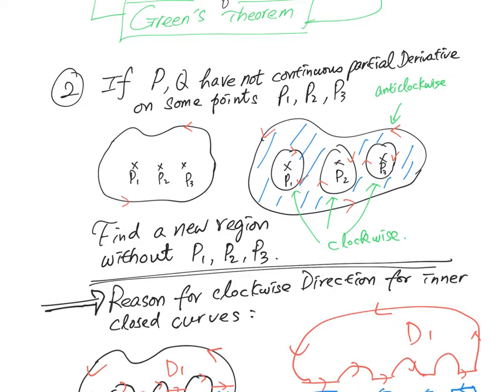But you can see that the region D is always on the left-hand side of the outer path and also on the left-hand side of the inner path. Can you see it? If it is clockwise in direction, the left-hand side is this region. So remember, by Green's theorem, the region must be on the left-hand side of the path.